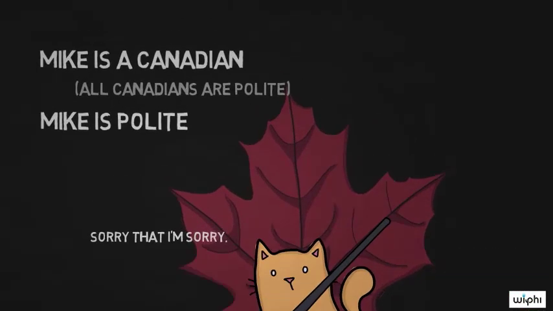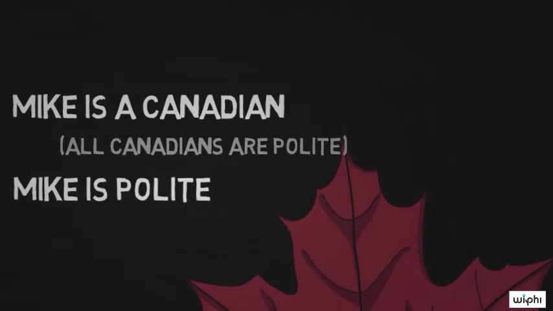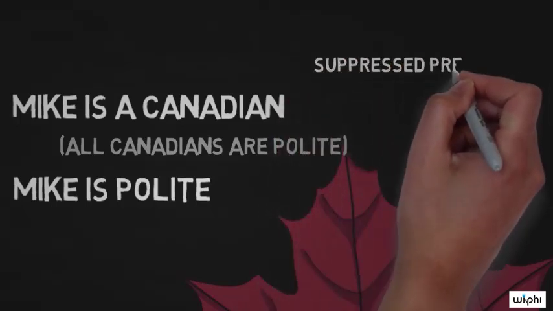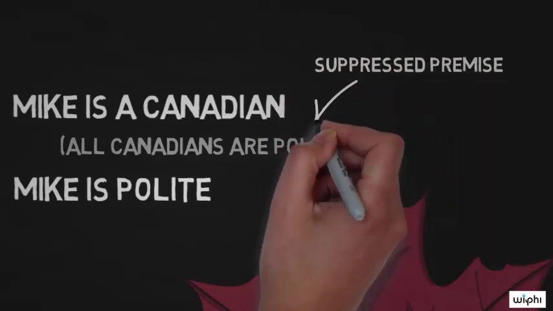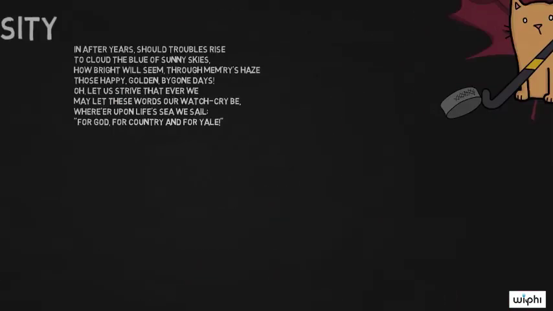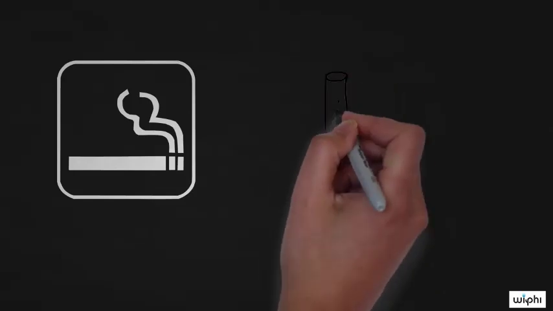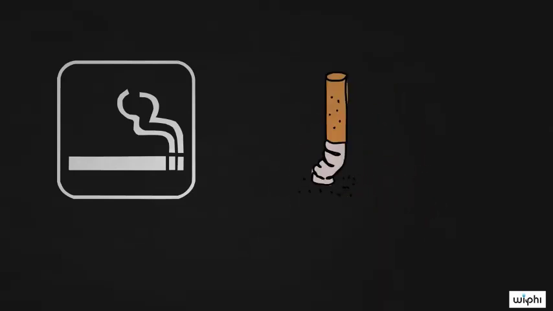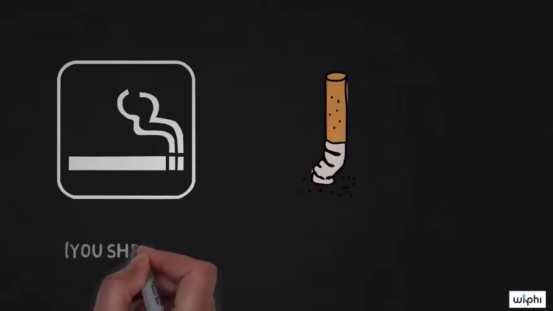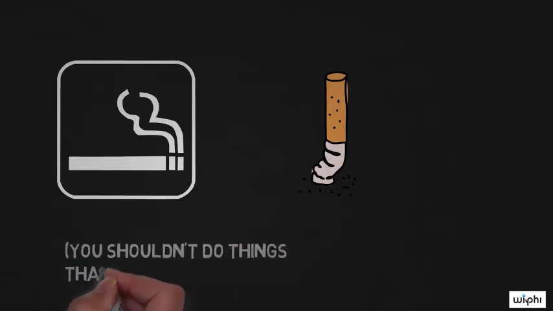Now, premise 2 here, the premise that all Canadians are polite, is an example of what we call a suppressed premise. Consider this other example. Premise 1, smoking will damage your health. Conclusion? So you shouldn't do it. Here, the suppressed premise is the claim that you shouldn't do things that damage your health.